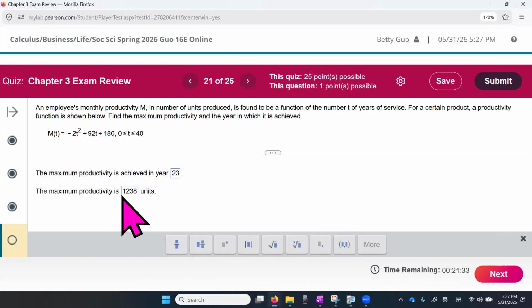The maximum productivity is 1,238 units. Year 23. Right, next.